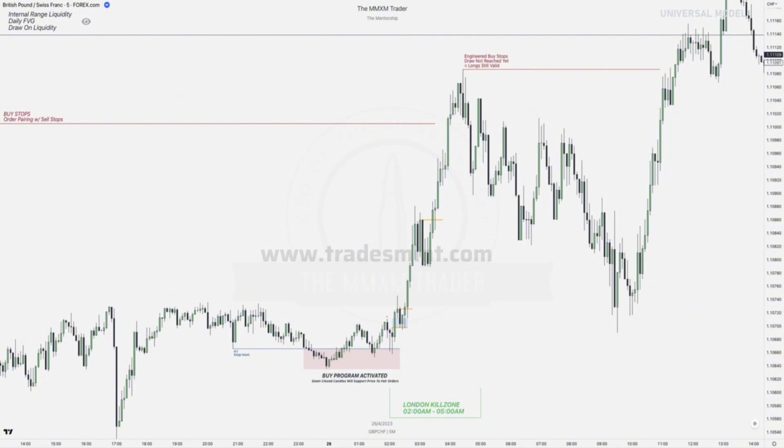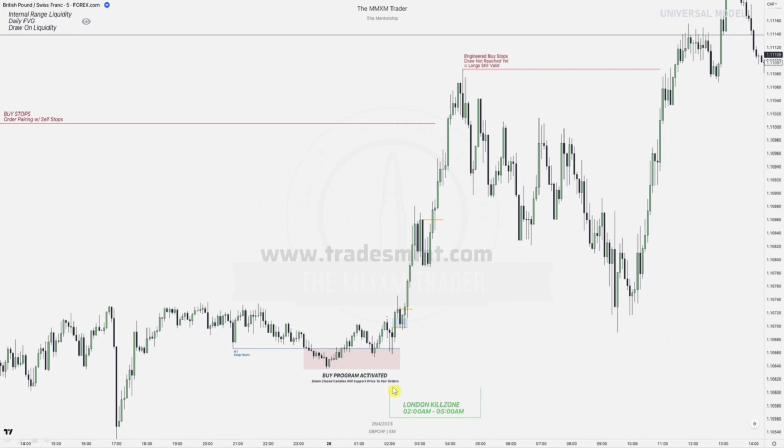On the intermediate term, drawn liquidity is that long-term perspective daily fair value gap. And now we wait inside our kill zone for a break of structure and a liquidity purge. So we have that 1 hour stop hunt, that liquidity purge of sell side liquidity. So buy program has been activated and we wait for London kill zone to start. Not before, we wait for our kill zone.